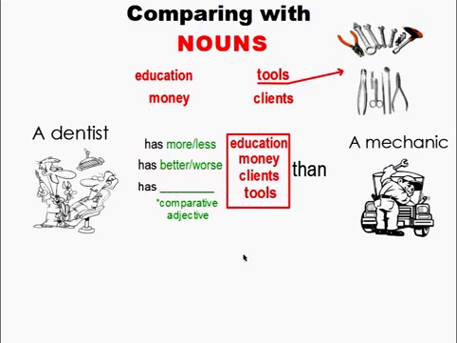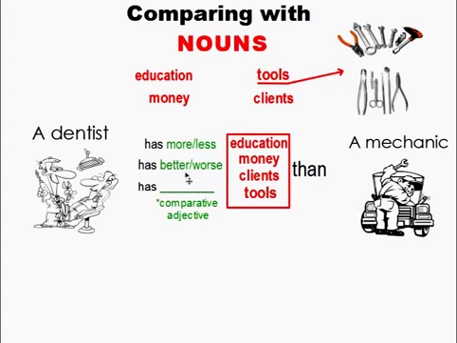So you can think of your own sentences, but for example, I think a dentist has more education than a mechanic. Okay? I think that a dentist also has more money than a mechanic. Okay? I think that a dentist has fewer clients than a mechanic, right? And I think that a dentist has fewer tools than a mechanic. Fewer tools. So I'm using more and less to talk about the quantity of these nouns.